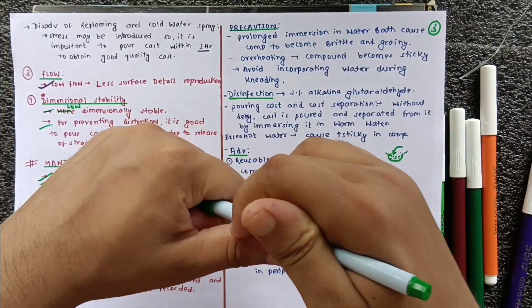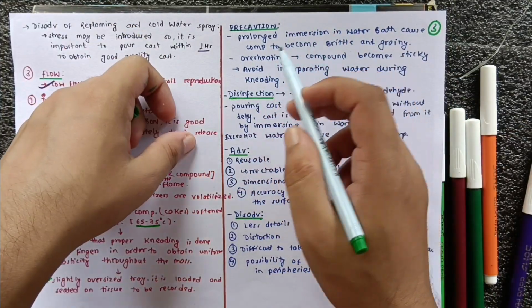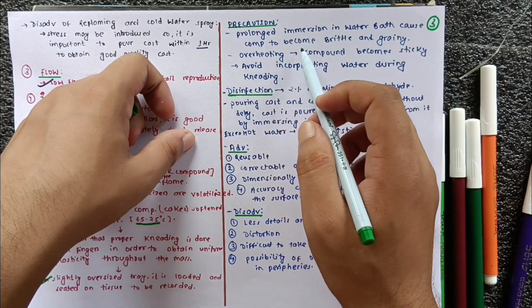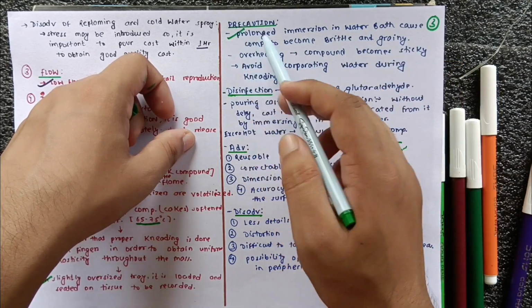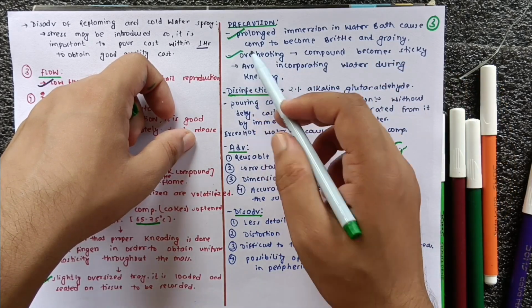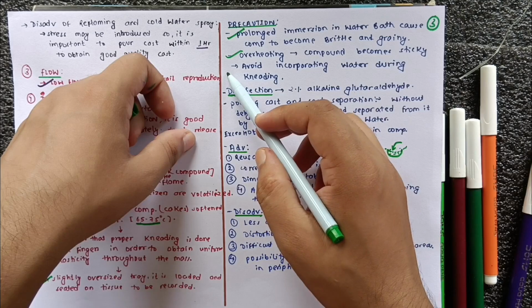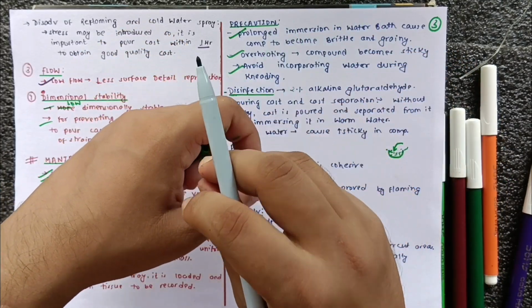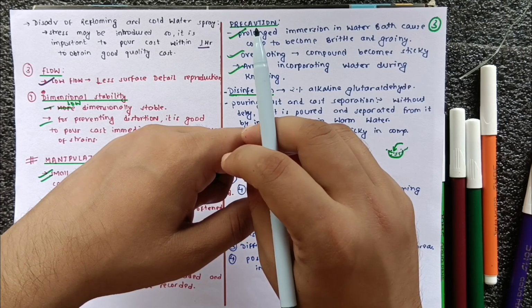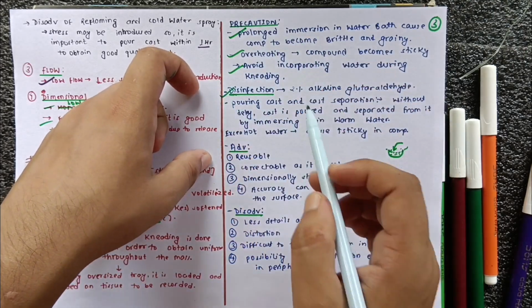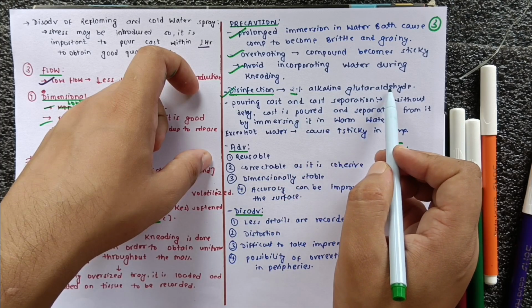After that, the precautions. Prolonged immersion of the impression compound in a water bath causes the compound to become brittle and grainy. Similarly, overheating causes the compound to become sticky, and avoid incorporating water during kneading, so that water does not come inside the impression compound. For disinfection we can use 2% alkaline glutaraldehyde.